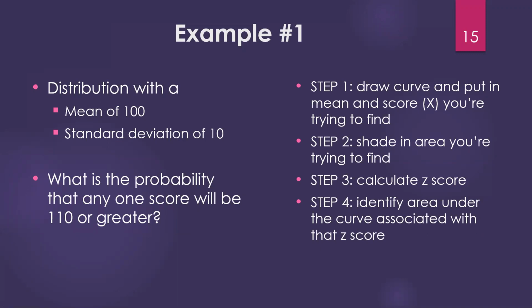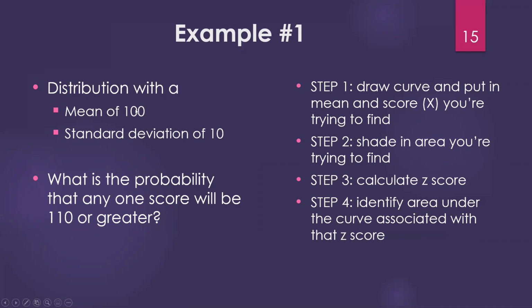What's the probability that any one score will be 110 or greater? And so when we do these, there are 4 steps to go through. The first step is you're drawing the curve and putting in the mean and the score that you're trying to find, and then shading in the area you're trying to find. I know this sounds silly that we're doing these little pictures. Trust me, you cannot do these more complicated problems without drawing the curve and shading it in. Your brain just requires that. Then you calculate your z-score and identify the area under the curve associated with that score.